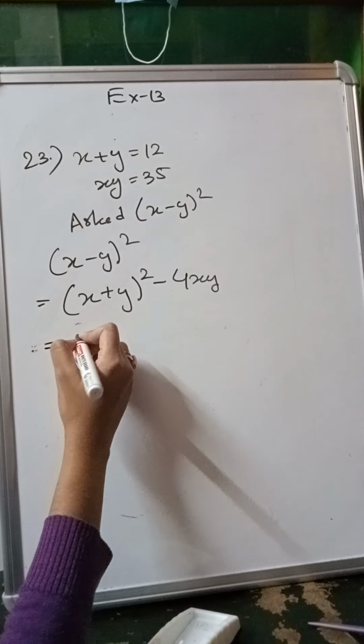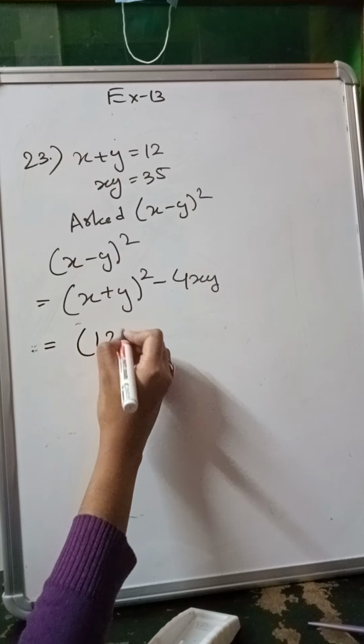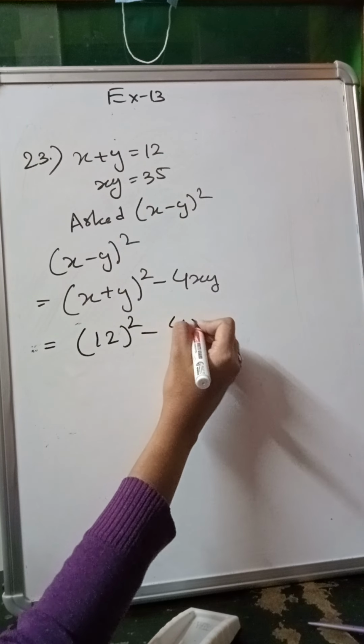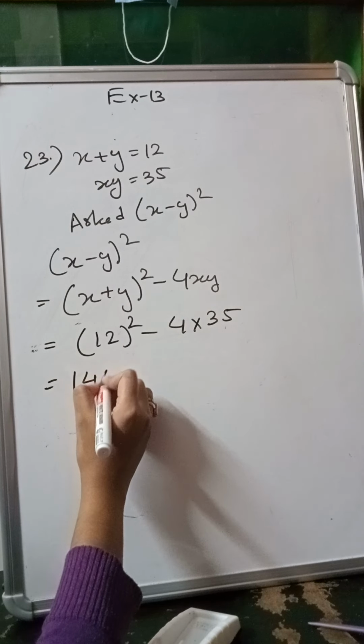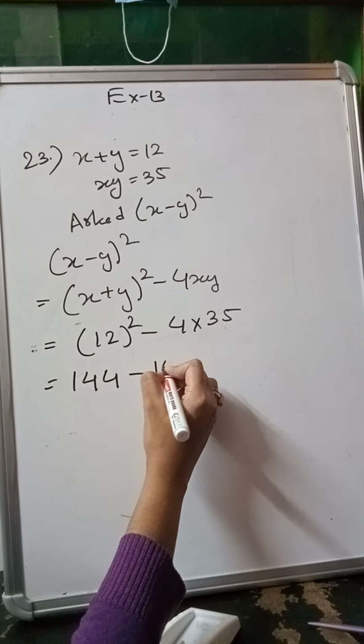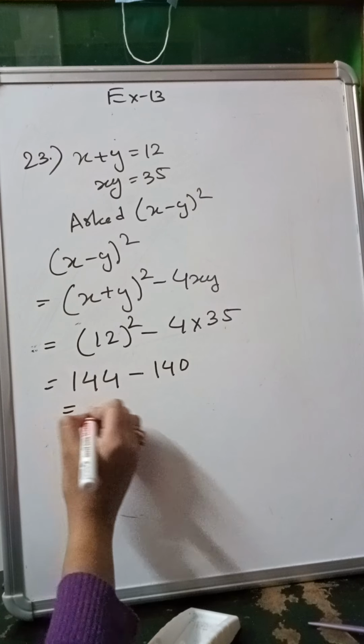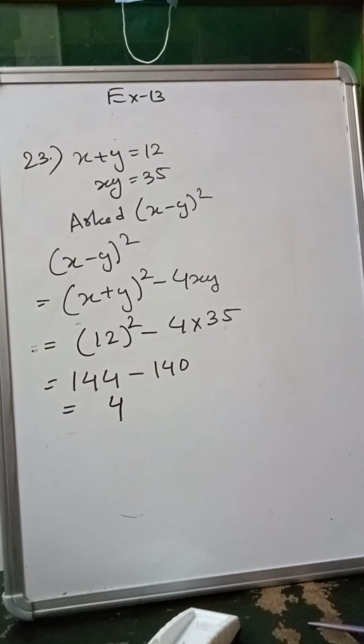So just put the value: 12 squared minus 4 into 35. So 12 square is 144 and 4 into 35 is 140. So we will get x minus y whole square as 4. So this is the answer.